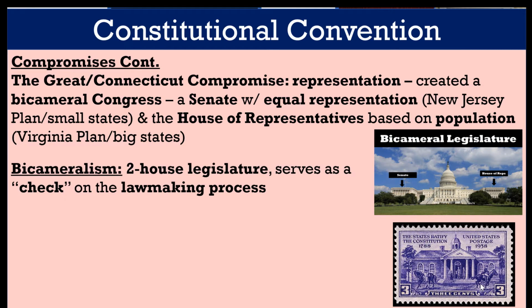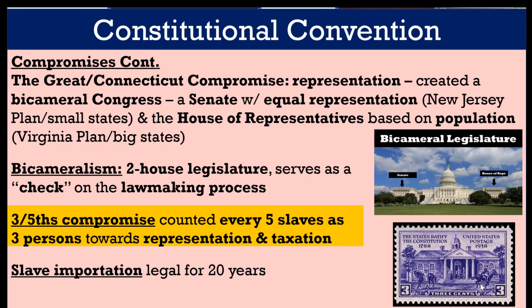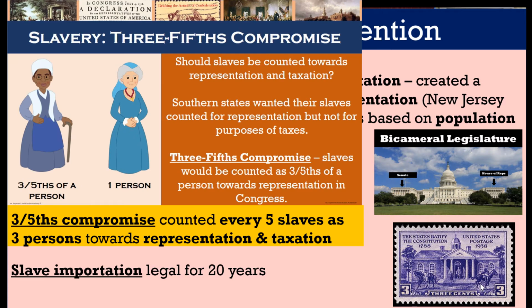Kind of. Having a 2-chamber legislature is known as bicameralism, and this works as a check on the lawmaking process that we'll look closer at when we get into the 3 branches. As far as slavery was concerned, the South wanted slaves counted to increase the number of representatives they had in Congress, which would also impact the number of votes they had in the Electoral College, again to be continued.